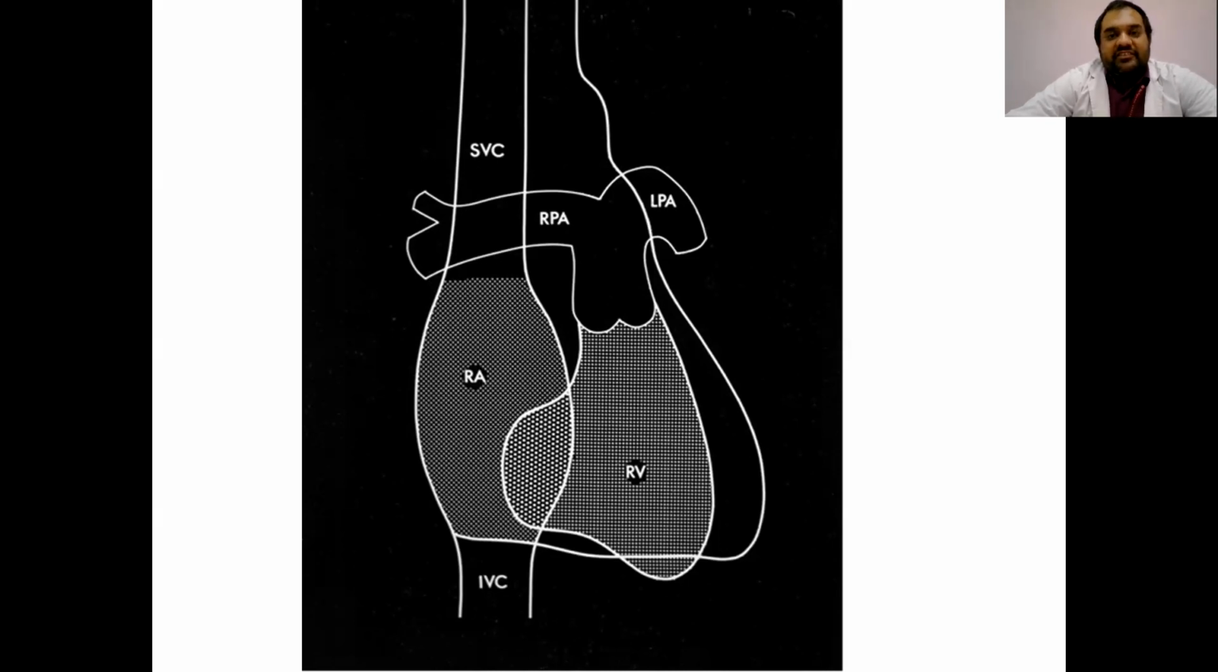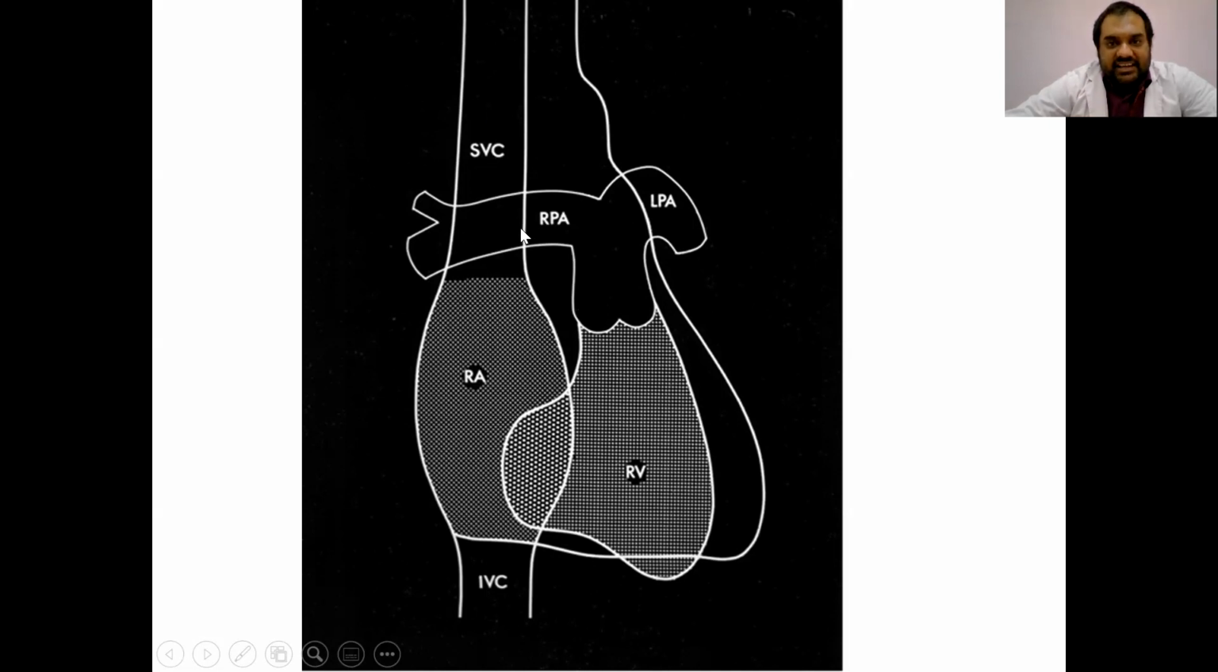In this image, it is showing the normal contour of the heart as seen in the AP projection in the chest X-ray. Here we can see the right atrium or right heart border and SVC. The right edge of the lung, or right heart border, is formed in the upper 2/3 by the SVC and in the lower 1/3 by the right atrium.